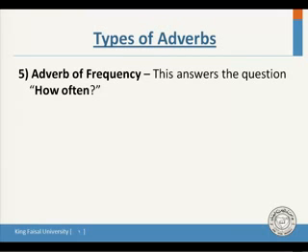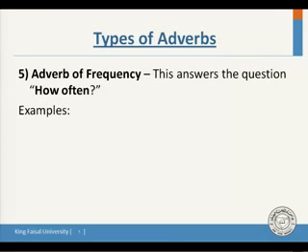The fifth type of adverb is the adverb of frequency. And this answers the question, how often? What do we mean by how often? For example, when you say, I visit my friends once a week. I go to Mecca once a year. I always wake up at 7 o'clock. I sometimes wake up at 7 o'clock. And we studied these adverbs in a previous lecture.